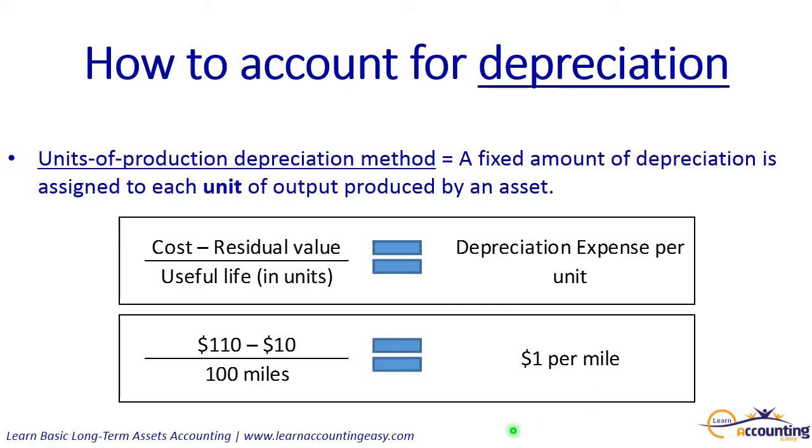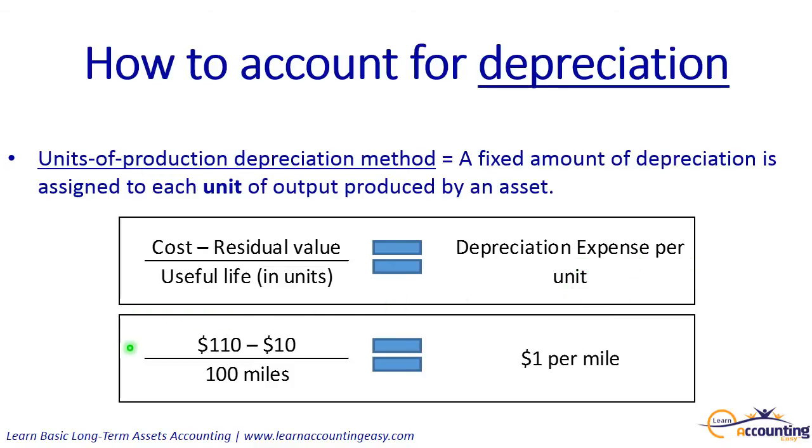So we start in the top box. The equation is very simple. We take the cost, we subtract the residual value, just like we did with the straight line method. Then we take this depreciable cost, we divide it by the useful life in units, not in years, and that gives us the depreciation expense per unit, not per year.